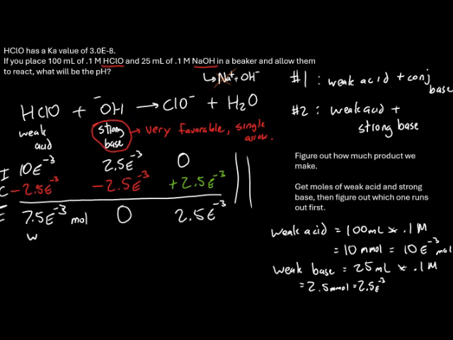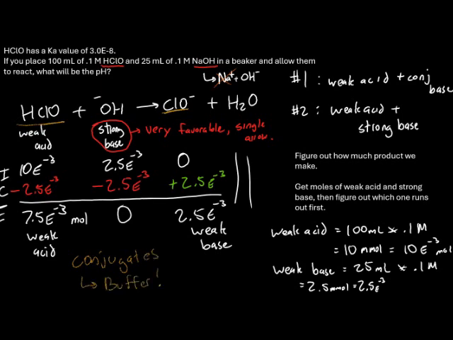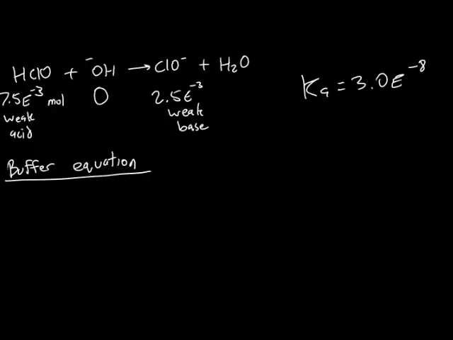Notice that now we still have weak acid left over. We don't have any strong base anymore, but now we do have weak base to go with it. And notice that our starting acid and our product base are conjugates. Because these are conjugates, we still have a buffer. Based on the fact that we still have a buffer, we can still use our buffer equation. Our buffer equation still says that pH is equal to negative log of Ka plus the log of weak base divided by weak acid.